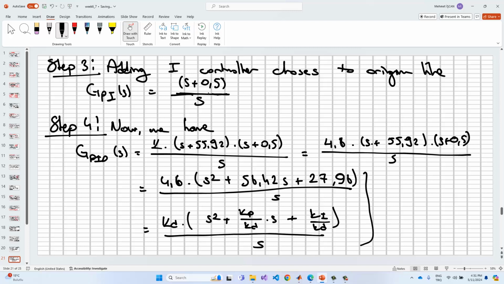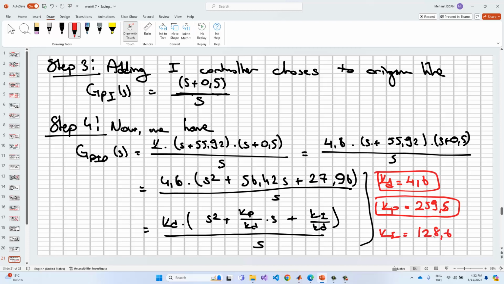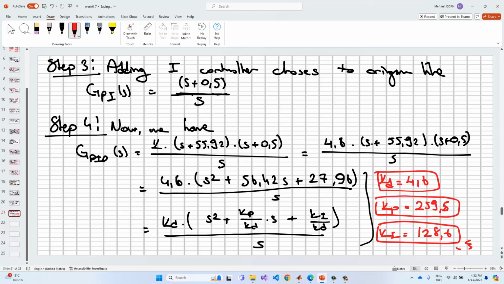And so we can say that Kd equals 4.6. Kp comes from this calculation, which equals 259.5. And Ki comes from the calculation of this term, which equals 128.6. These are the Kd, Kp, and Ki coefficients coming from the root locus.